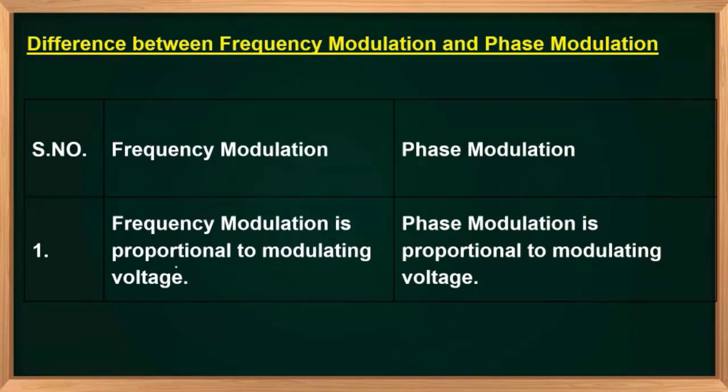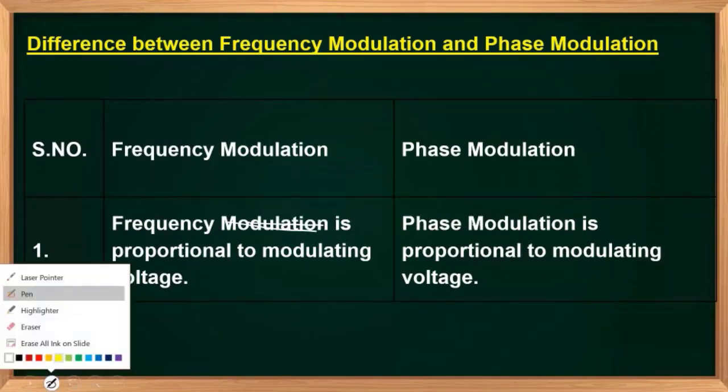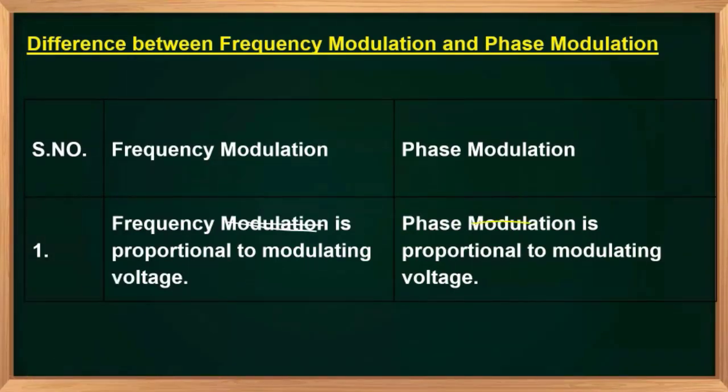Frequency modulation and phase modulation. What is the similarity and difference between frequency modulation and phase modulation? First point: in frequency modulation, frequency is proportional to the modulating voltage. In the second case, it is phase that is proportional to the modulating voltage.